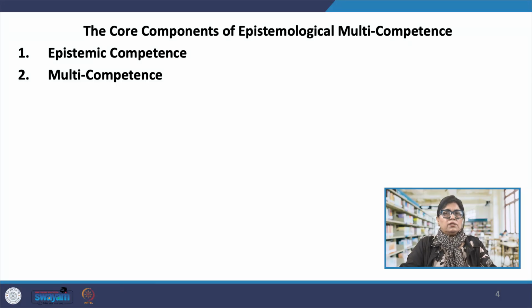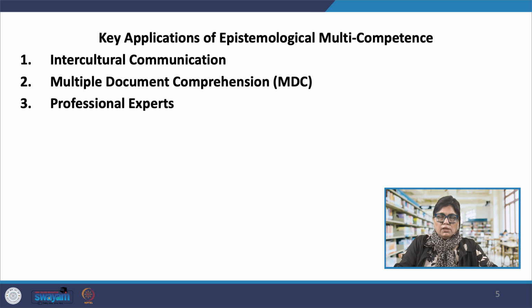Multi-competence was originally coined by Vivian Cook. This is the compound state of mind of someone who uses more than one language. It suggests that a multilingual person is not just two monolinguals in one, but a unique individual with a different cognitive and social system. So the key applications of epistemological multi-competence: the first is intercultural communication.